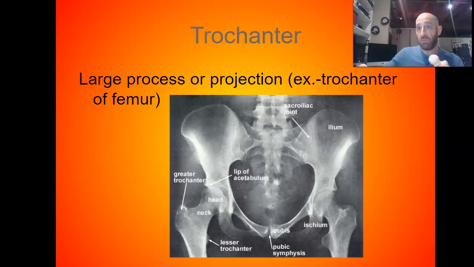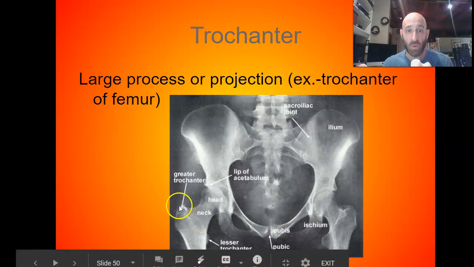If you take your hand and put it flat on the side of your hip right now and move your leg up and down, you will feel there's a bone there right on the side of your hip. That is what you're feeling right here. That is the trochanter of the femur. And you can see it in this x-ray. It's this bone right here.